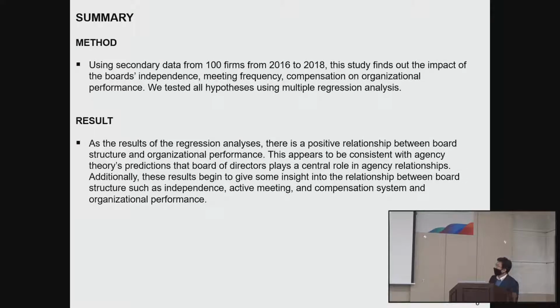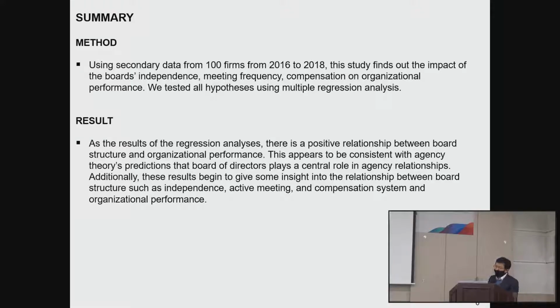Our method uses secondary data from 100 firms from 2016 to 2018. We examine the effect of board independence, meeting frequency, and compensation on organizational performance. We tested our hypotheses using multiple regression analysis. As a result of the regression analysis, there is a positive relationship between board structure and organization performance. This appears to be consistent with agency theory.